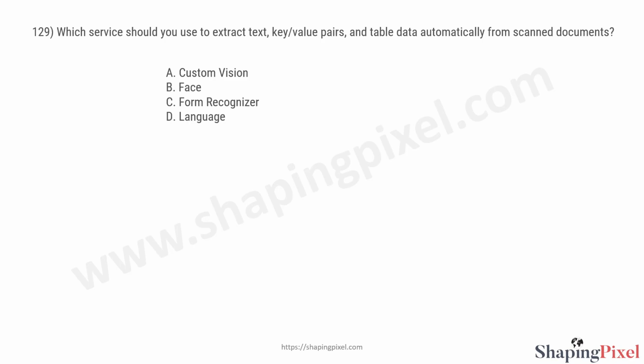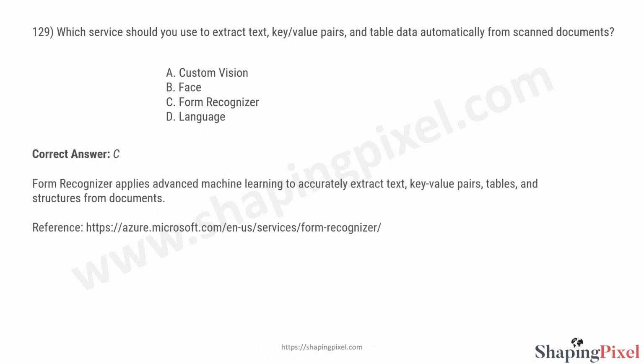Question number 129. Which service should you use to extract text, key value pairs, and table data automatically from scanned documents? And we have the following four options: custom vision, face, form recognizer, language. So the right option here is option C, form recognizer. Form Recognizer applies advanced machine learning to accurately extract text, key value pairs, tables, and structures from documents.